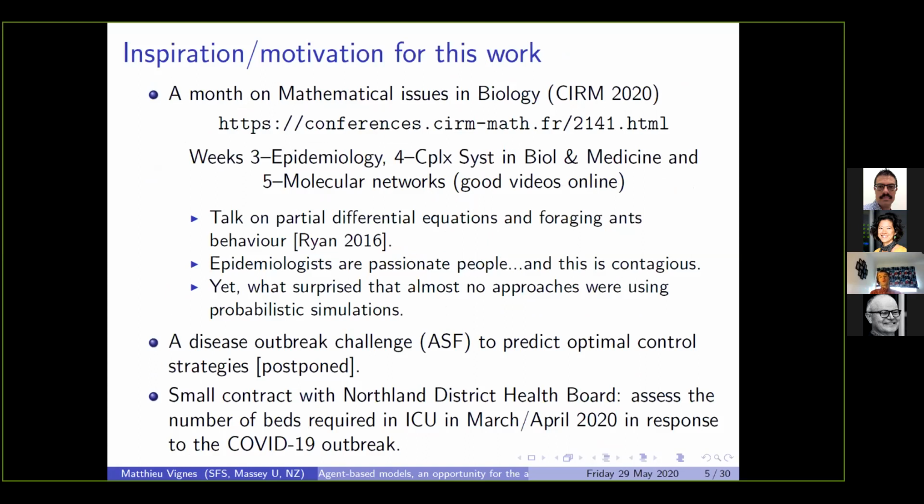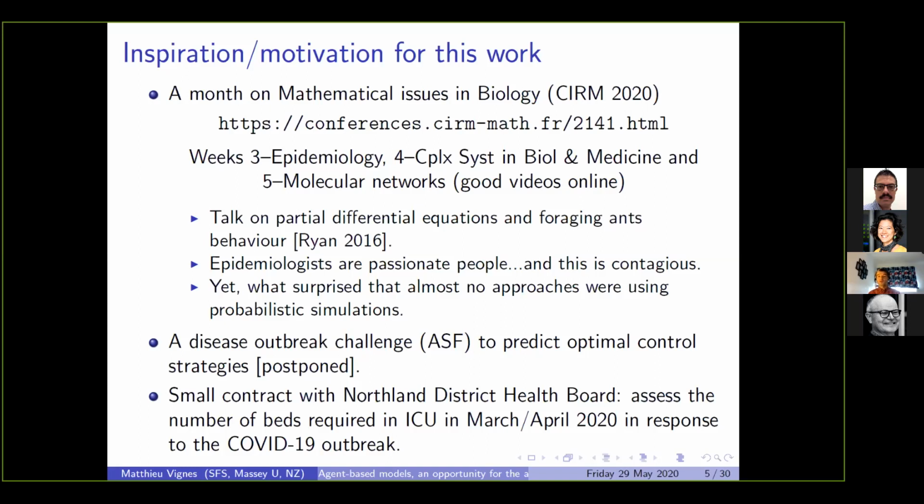Yes, so now, I was going to say last month, but actually that's February. I was lucky enough to spend 3 weeks in Marseille at the CIAM at a conference that was a series of workshops, and I went to 3 of those. So week number 3 was devoted to the study of infectious diseases and the modeling of those. The week number 4 was very attractive to me, but actually I was quite surprised by the content. It was a week devoted to complex systems in biology and medicine.